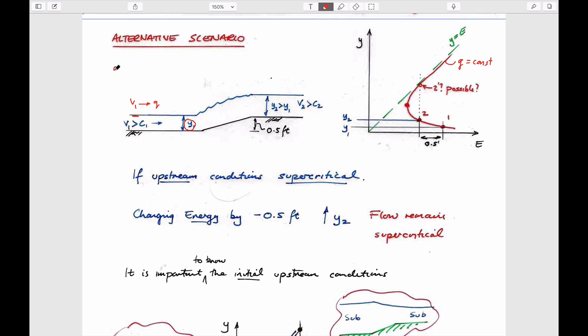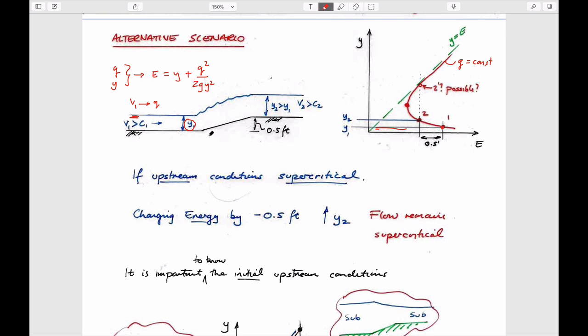If you know both Q and you know Y, you have enough to be able to calculate energy, which is just equal to Y plus Q squared over 2gY squared. You can always do that. If you know Q, you can choose a whole bunch of different values of Y, and you get a curve like this. If you know what the upstream behavior is, in this particular case, I guess this is Y1, then you can find exactly where you are on this curve, and you end up at point number 1.